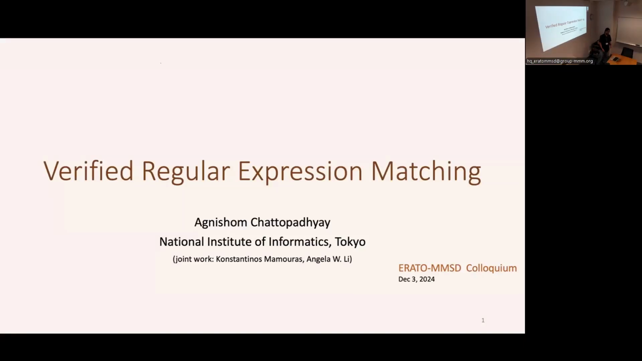My name is Agnisham and I am a scientific programmer in the ERATO group. So today I will be talking about verified regular expression matching. And this is work that I did during my PhD with my advisor, Dr. Mamuras, and my friend Angela.